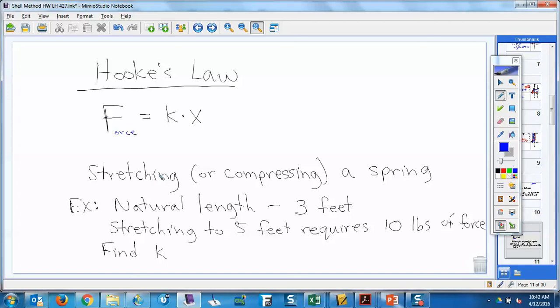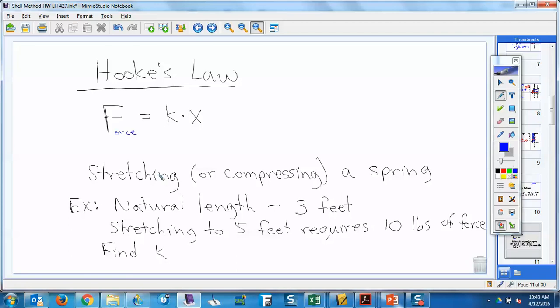Okay, so let's say we had a spring attached to the wall here that stretched out 3 feet. Just a coiled steel spring. So it's natural length. You need to know at rest, how long is it? In this case, 3 feet. If we were then going to pull that and stretch it out to 5 feet.